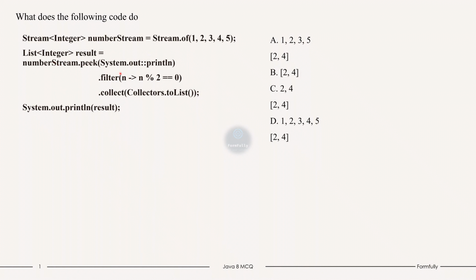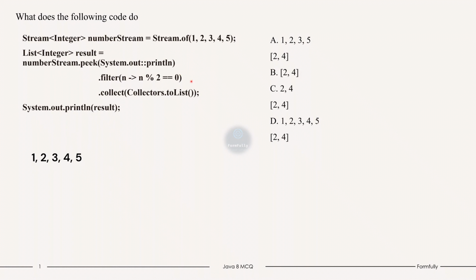Then the second step is using peek to print each element. The peek method is used to perform an action on each element of the stream without modifying the elements. In this case, System.out.println is passed to peek, which prints each element of the stream as it passes through. The important point here is that this doesn't alter the stream but just logs the number.